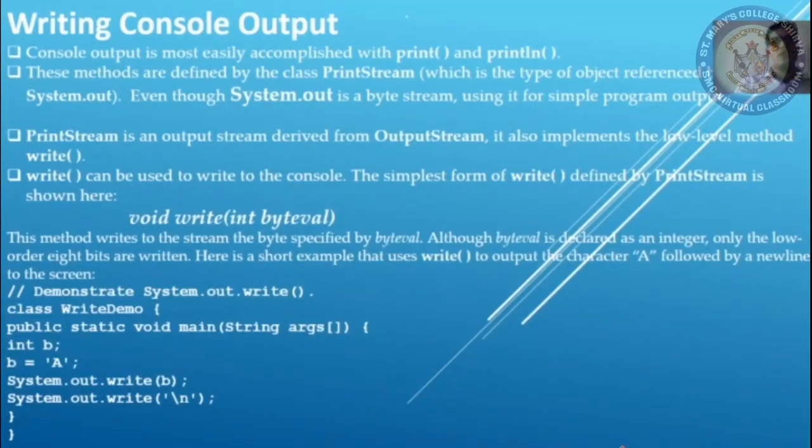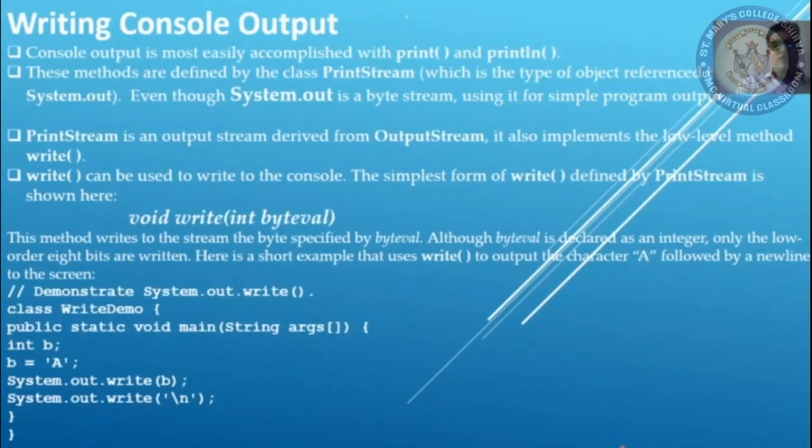What is the purpose of the write method? To write to the console. By using this write method, we are displaying the content on the screen. The simplest form of write defined by PrintStream is shown here. The syntax is void write(int byteval). This method writes to the stream the byte specified by byteval. Whatever value you specify, it will be written based on that parameter.